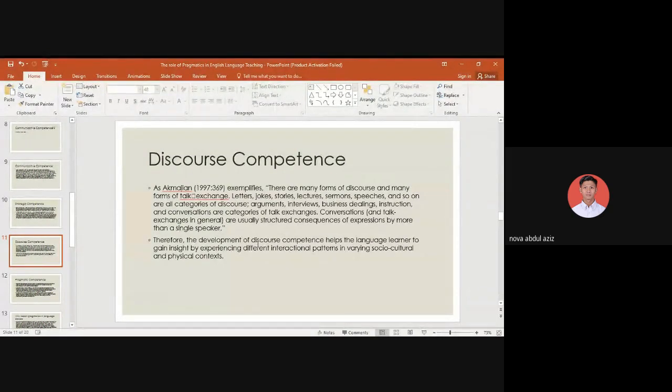Oh, okay. The presentation. Okay. By experiencing different interactional patterns of varying sociocultural and physical contexts.